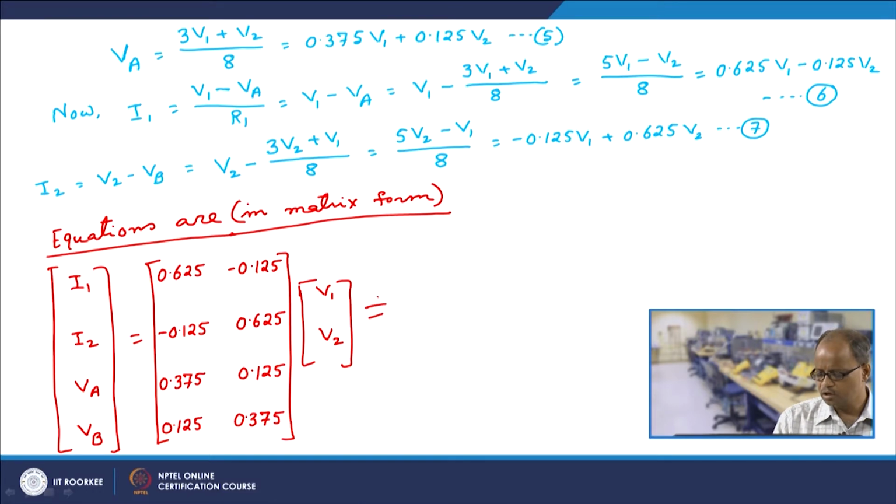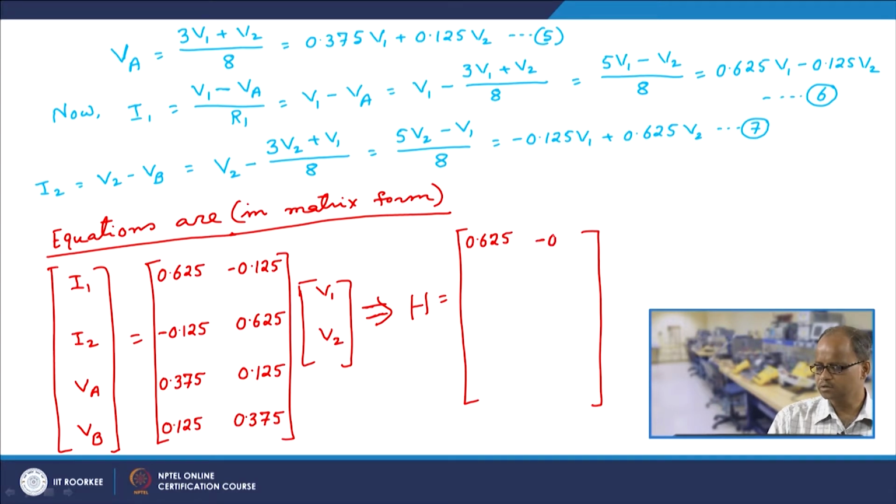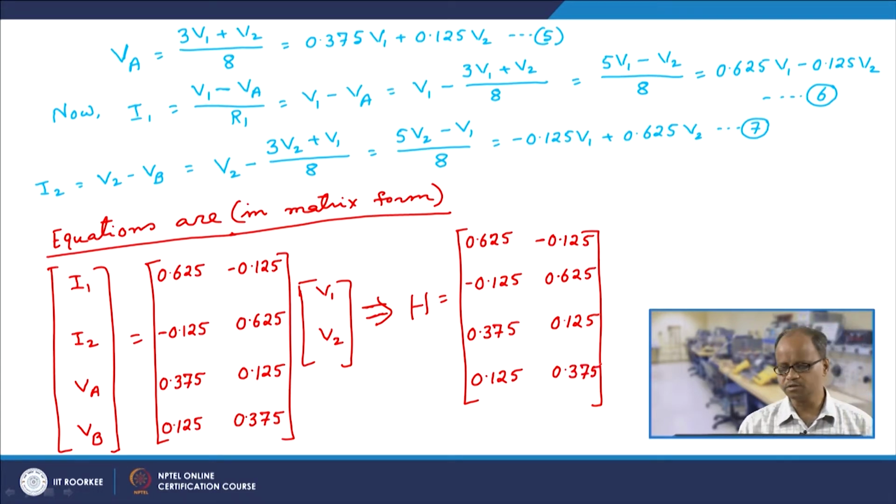So, we can simply say that my H matrix is given by 0.625, minus 0.125, minus 0.125, 0.625, 0.375, 0.125, 0.125, 0.375. So, this is my H matrix.